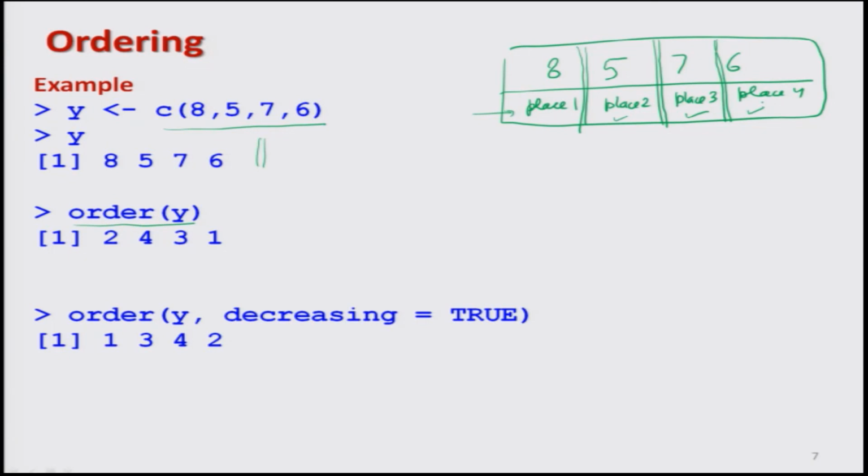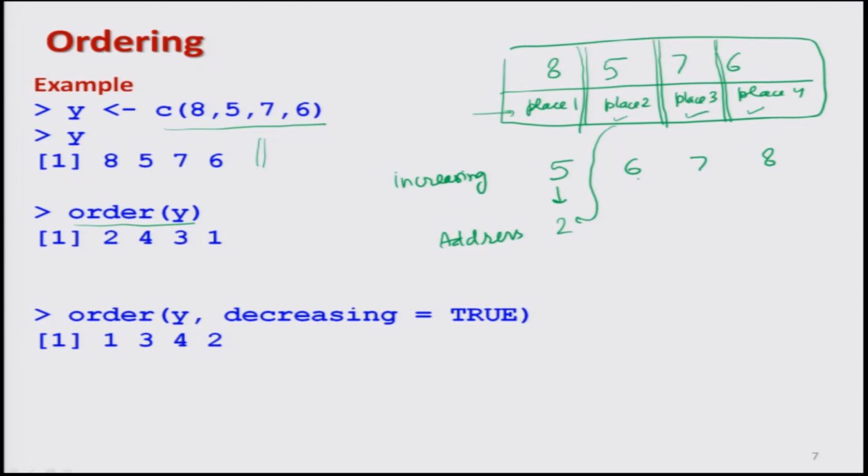But now, when I try to arrange it in increasing or decreasing order, we have seen in the last example that when we arrange these values in increasing order, the values come out to be 5, 6, 7 and 8. Now, if you try to see what is the address of value 5, the address is coming from here. This is saying that value 5 is at the second order, or at place number 2.